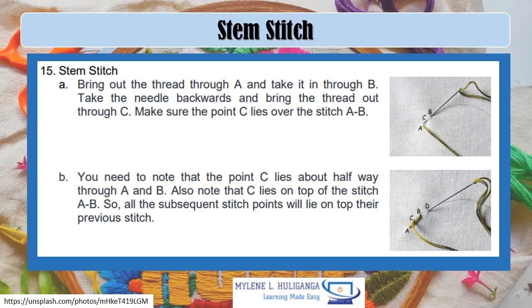Stem stitch. Bring out the thread through A and take it through B. Take the needle backwards and bring the thread out through C. Make sure the point C lies over the stitch of A, B. Then you need to note that the point C lies about halfway through A and B. Also note that C lies on top of the stitch AB. So all the subsequent stitch points will lie on top of their previous stitch.